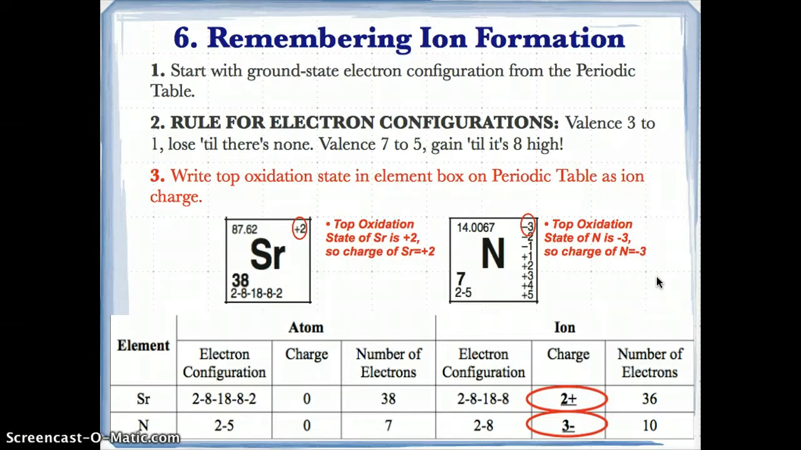Write the top oxidation state found in the element box on the periodic table as the ion's charge. For Sr, the top charge is positive 2, so its charge for the ion is positive 2. For N, the top oxidation state in the top right corner is negative 3 here, which I circled in red, so the charge of N's ion is negative 3 when it forms an ion. Very quick and simple way to do it.